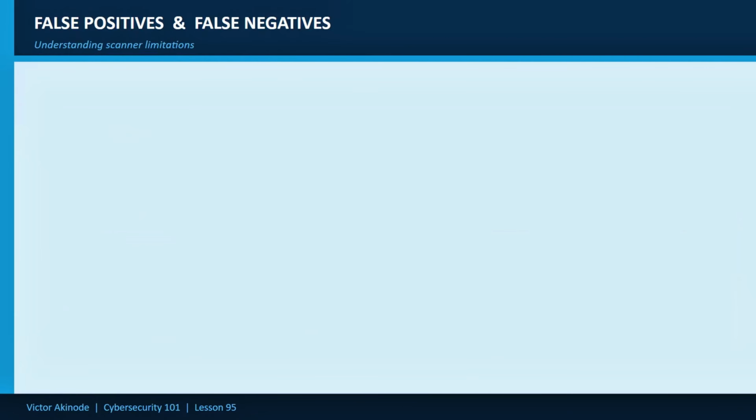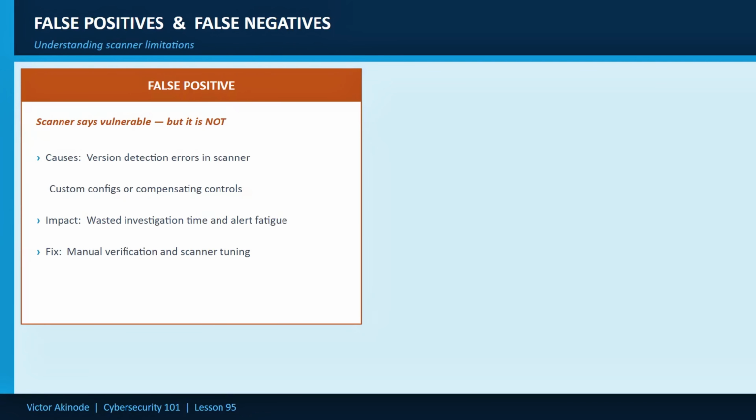Vulnerability scanners are not perfect, and understanding their limitations is critical. So let's consider the false positives and false negatives when it comes to vulnerability scanning. Let's start with false positives. False positives happen when they report a vulnerability that doesn't actually exist. Common causes include version detection errors, where the scanner thinks you are running a vulnerable version, but you are not, or custom configurations that mitigate the vulnerability in ways the scanner doesn't understand, and compensating controls already in place like web application firewalls. And what's the impact of this?